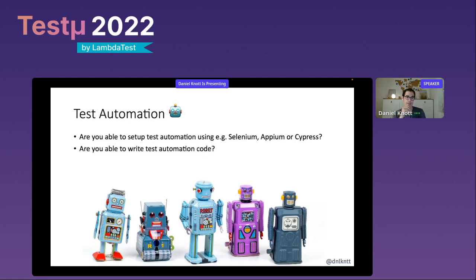Are you able to write test automation code? I mean, setting up something is different than just writing code, right? This is also a big topic. I know that many of you, and also many people in my company, would like to become a test automation engineer. But I usually ask them, why do you want to become a test automation engineer? First, you should understand the basics of software testing. If you don't know what to test and how to test it, how should you know what to automate, right?